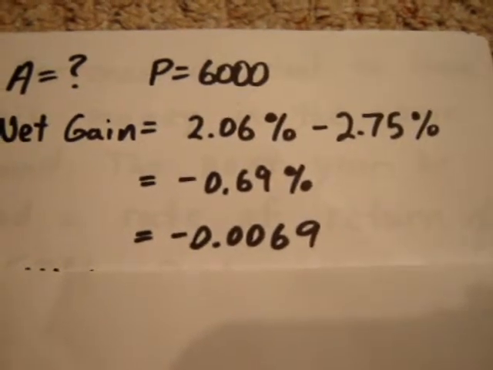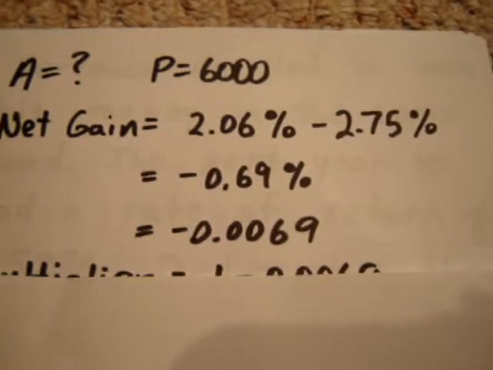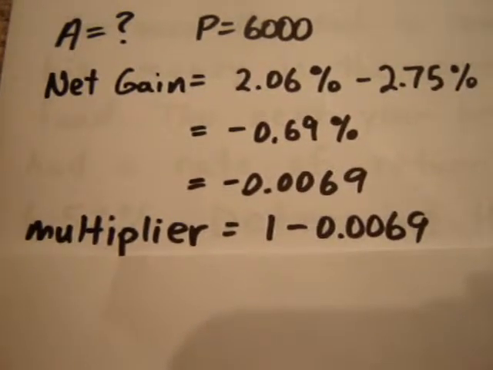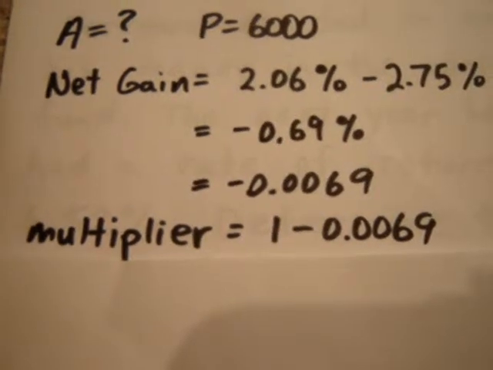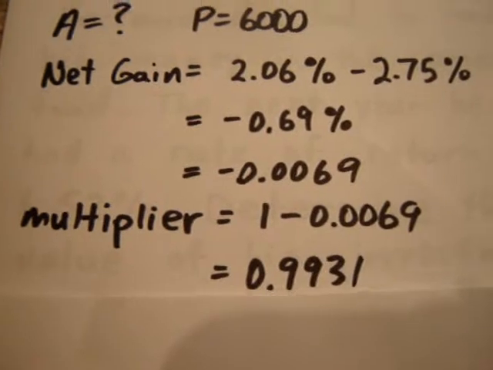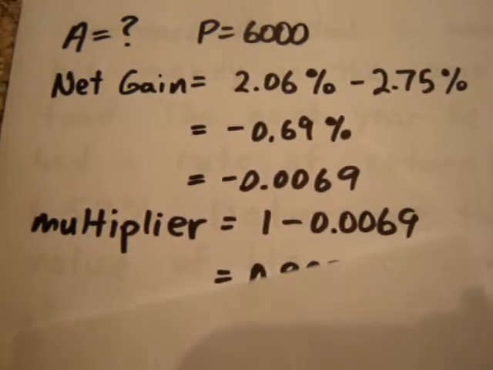0.69% equals 0.0069. We subtract that from 1 and make that our multiplier. Whenever we decline or decrease, we subtract the percentage expressed as a decimal from 1. So our multiplier is 0.9931.